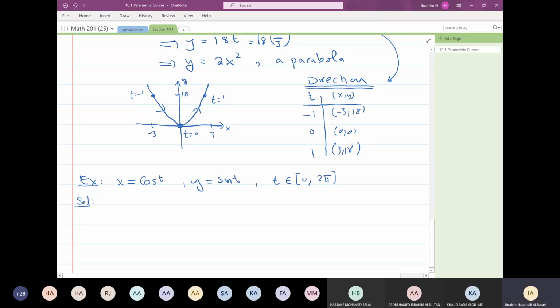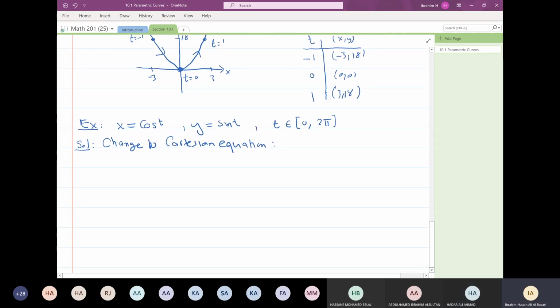How are we going to do this? The same thing. Method 2. We always follow method 2. Always change to Cartesian equation. Now the question, how to change to a Cartesian equation?